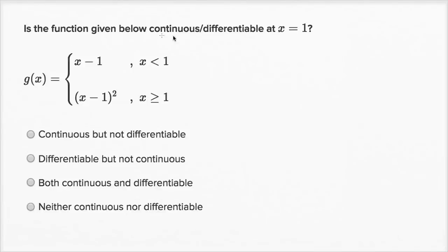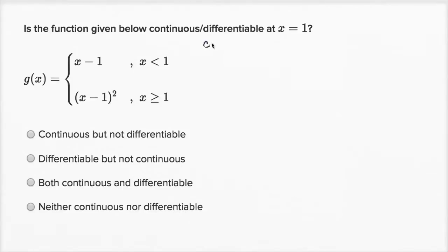Is the function given below continuous or differentiable at x equals 1? And they define the function g piecewise right over here. And then they give us a bunch of choices: continuous but not differentiable, differentiable but not continuous, both continuous and differentiable, neither continuous nor differentiable. And like always, pause this video and see if you could figure this out.